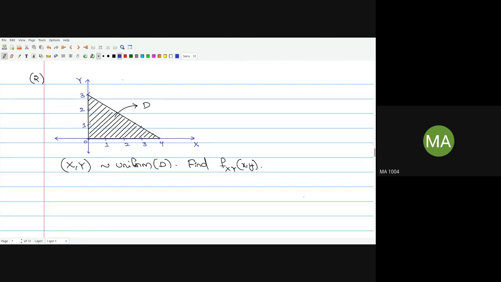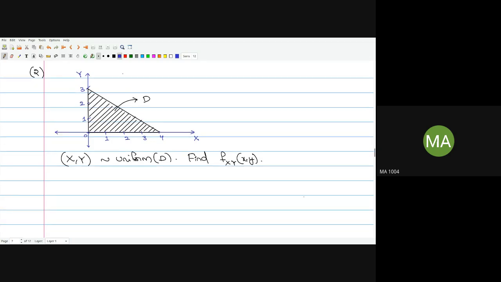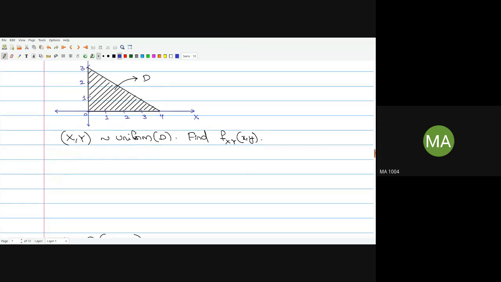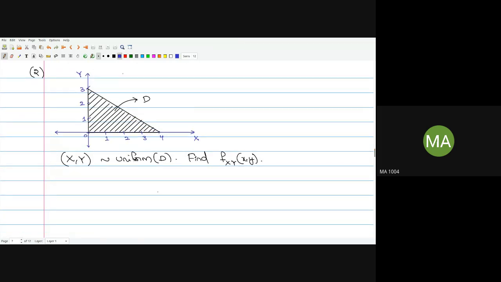So I'll just go through quickly. This is one more region you can see, and I said it is uniformly distributed in that region D. So here also we have to find f_XY of x comma y. How do we do this? Find the area: half into base into height. It is a triangle, so half into base into height will give us 6. So the area of the region D will be 6.